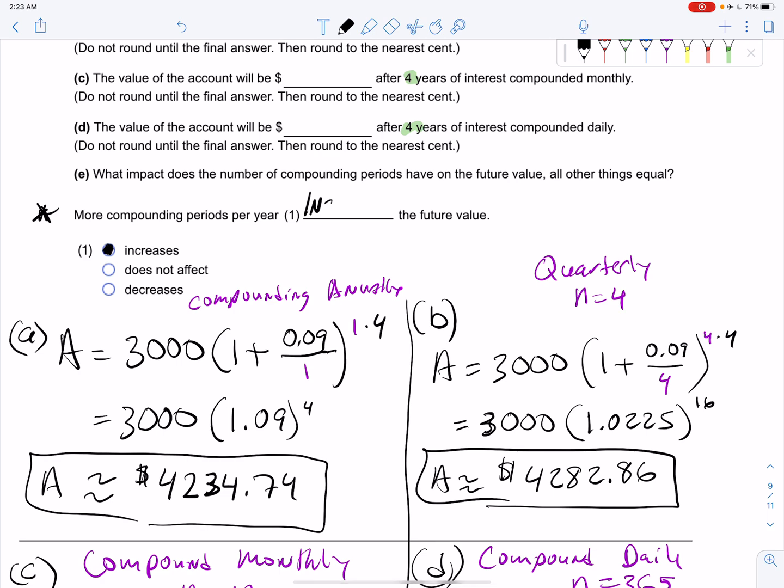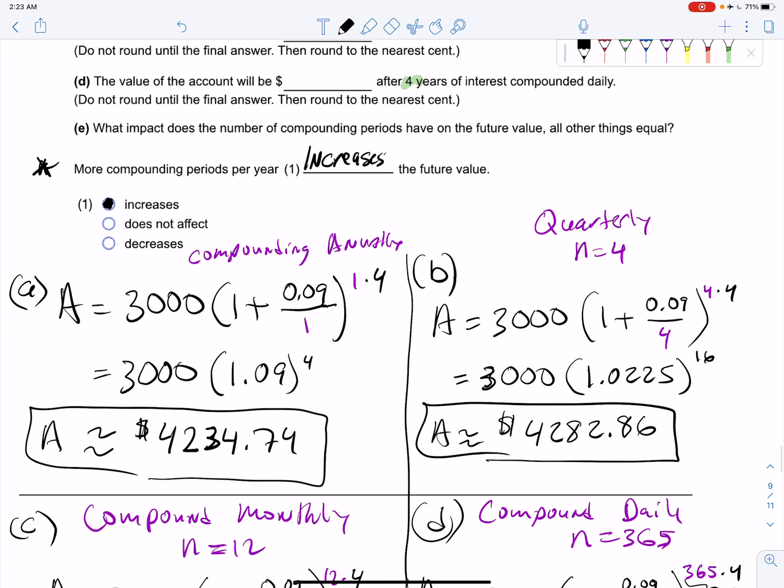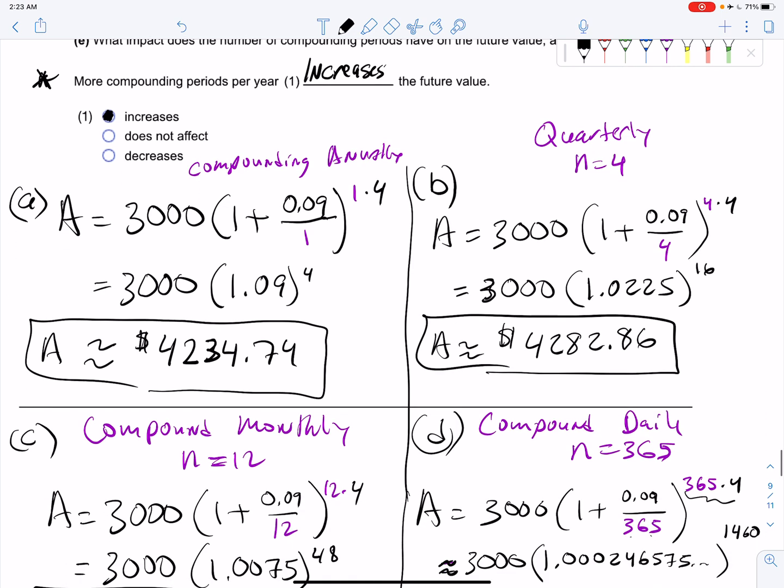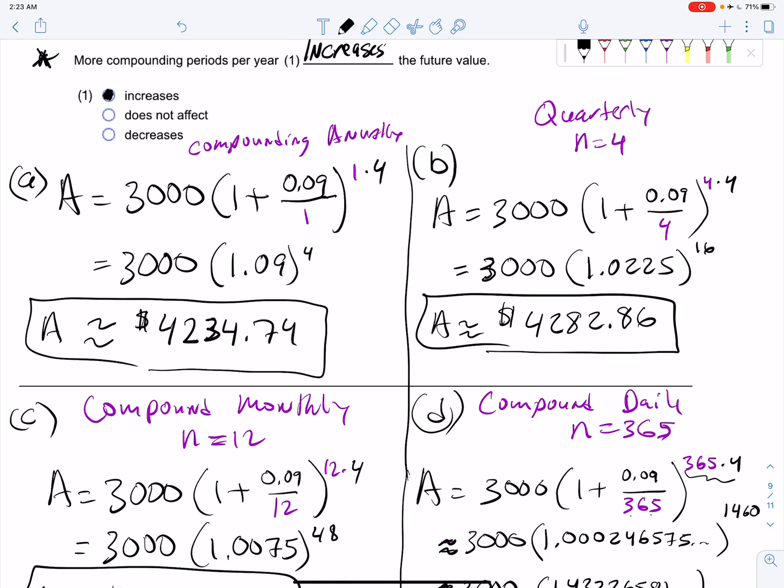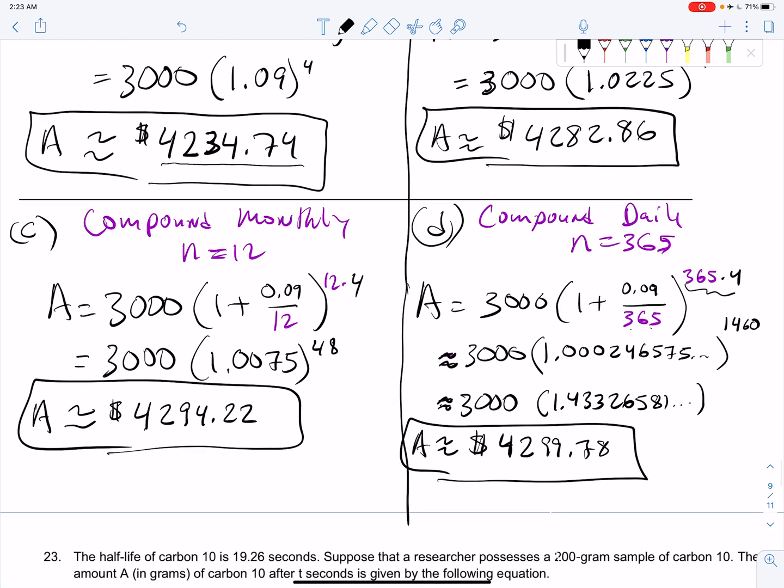Increases, right? The more often you compound, the more you make. But like I said, that rate also gets divided by the compounding period. Compounded annually was $4,234.74. Compounding it daily was $4,299. A little more. Those differences don't seem like much over 4 years, but over 40 years or many years, it becomes a huge difference.